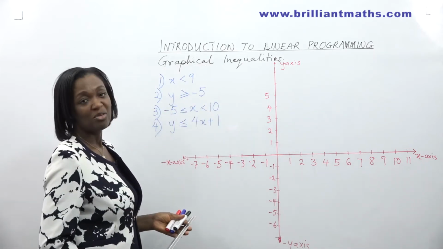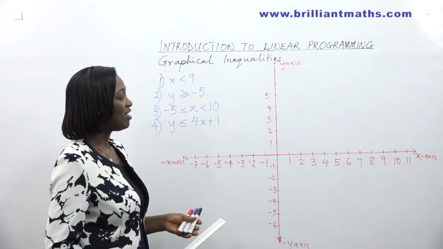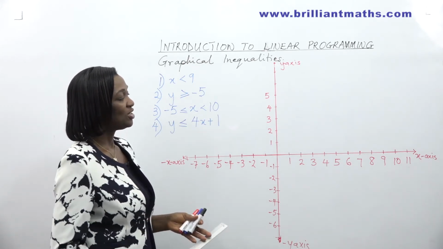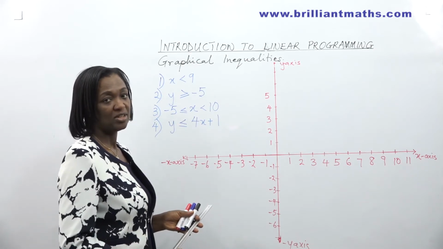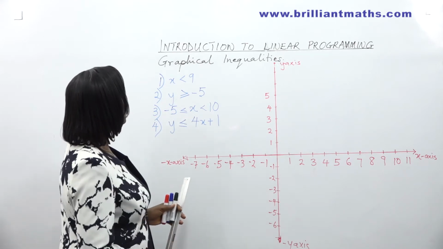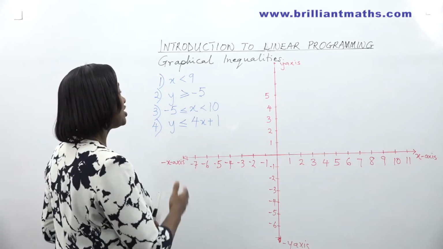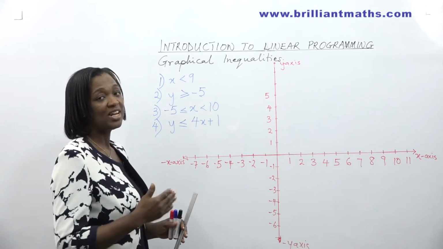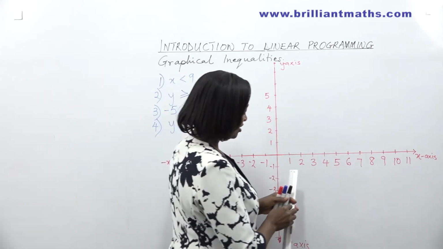Graphical inequalities. Inequalities can be plotted on a graph. I decided to draw this so that it actually represents your graph sheet, so it will be easy for you to understand. The first inequality is x less than 9. It's a strict inequality. X is strictly less than 9. The line x is equal to 9 is here.